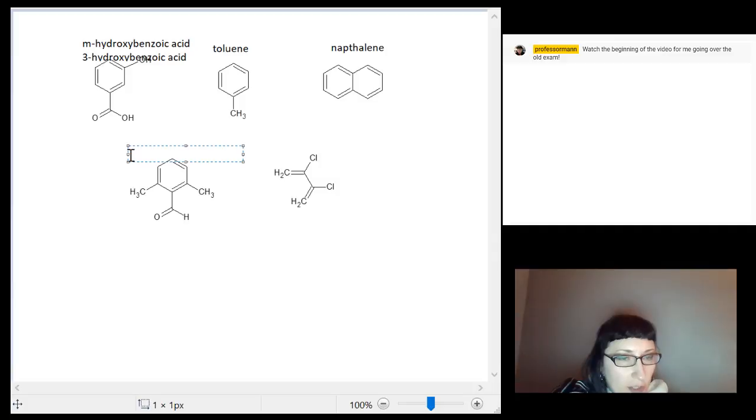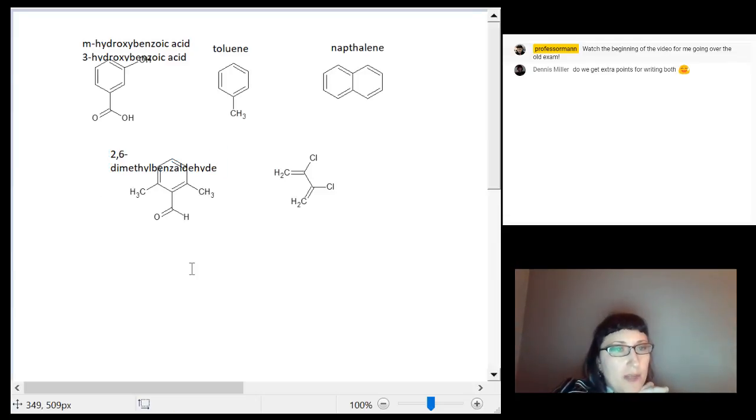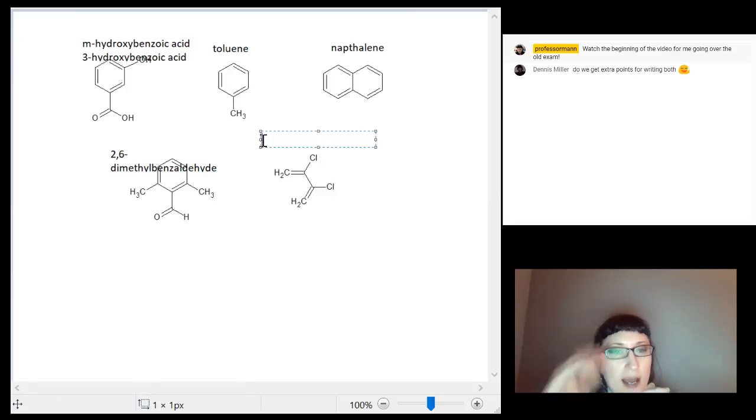This one, the kind of bigger ring down here at the bottom, can't be named using the ortho-meta-para convention because there's 3 groups on it. You can only use that for 2. So I'm going to do the numbering. That would be 1, 2, 6 dimethyl. And then the parent chain on that is a benzaldehyde. Did I spell that right? Benzaldehyde. Yeah.